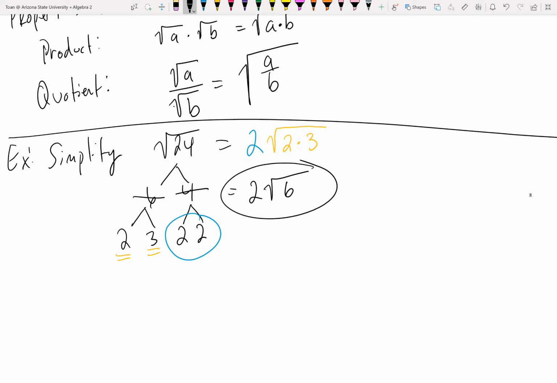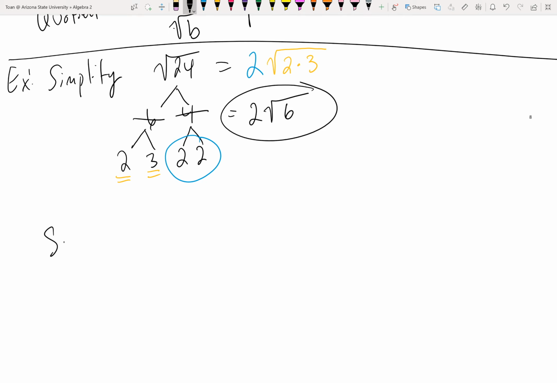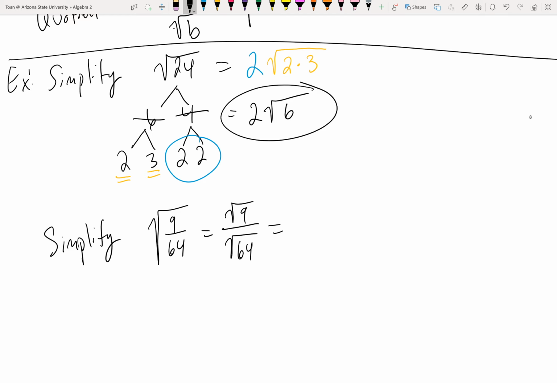You can utilize this idea for both whole numbers and fractions. For example, if I wanted to simplify the square root of 9 over 64, I just have to remember that a square root of a fraction is the fraction of the individual square roots. And then, of course, radical 9 and radical 64, since they're perfect squares, should be easy for us to figure out. That's simply 3 over 8.